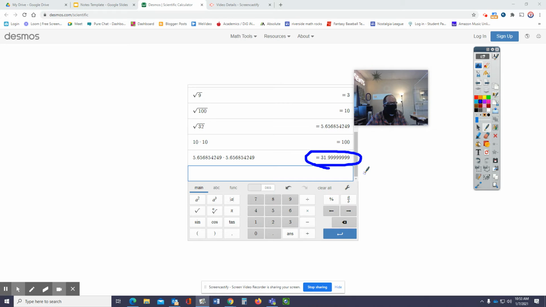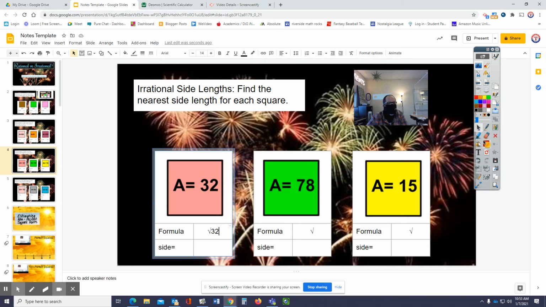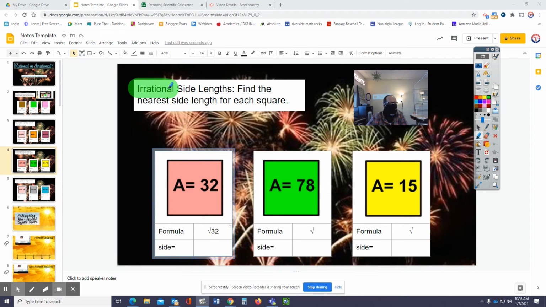It's going to give me 31.999999999 because this is a rounded number. It's going to be an approximation. It's not exact. And because we're dealing with rounded numbers, we cannot call them rational. And so what we do instead is we call them irrational. So this is where we're going to start looking at our irrational numbers.